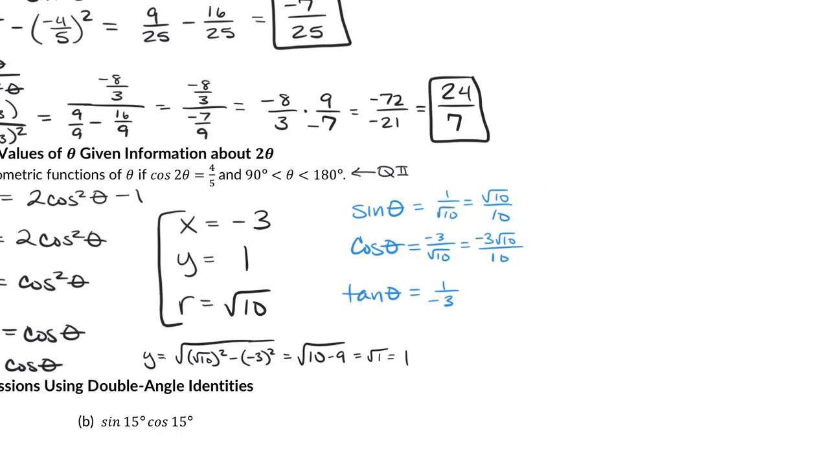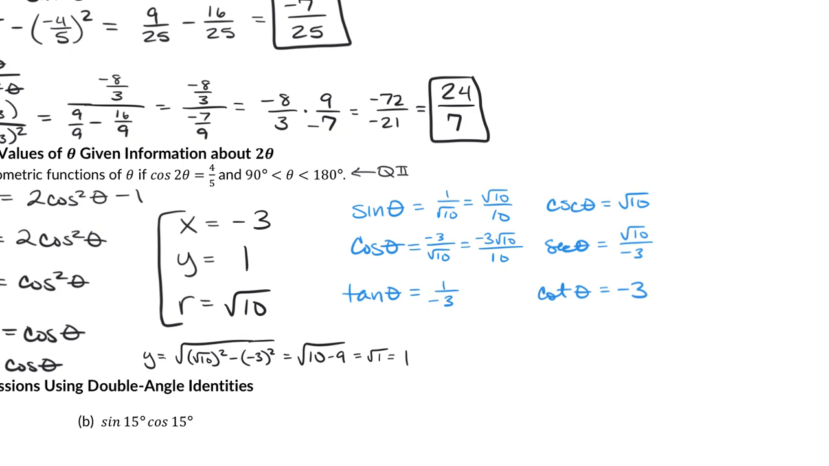What are the other 3? It's the inverse. Yes, so cosecant of theta would be square root of 10 over 1, or square root of 10. Secant of theta would be square root of 10 over negative 3. And cotangent of theta would be negative 3 over 1.